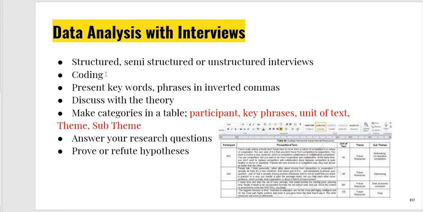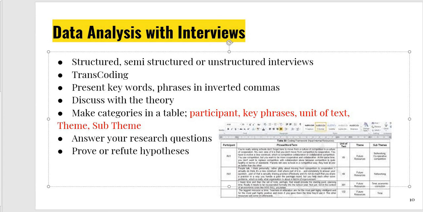Coding: you transcribe all those interviews. First of all, audio or video interviews are conducted. Then you transcribe them. Transcribe means you write them. I have told you earlier in one lecture to get a free typist. In that lecture you can find out how to transcribe. Then you give a code to each interview, suppose 001. Present keywords and phrases in inverted commas. Then discuss that interview with the help of theory.